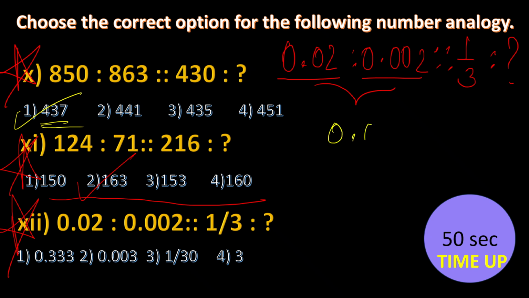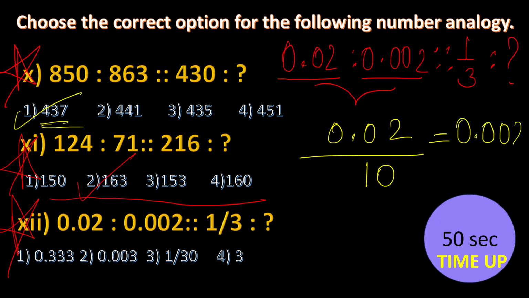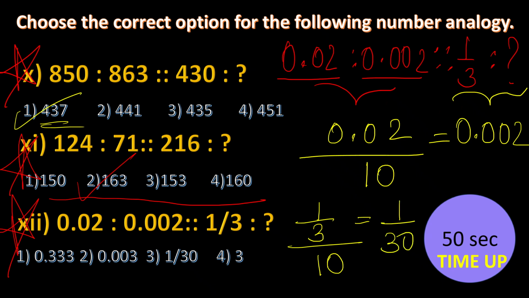Nothing but 0.02 divided by 10, when you do that you will get 0.002. Same logic you have to apply for this part. 1 by 3 divided by 10, okay, which will give you 1 by 30 as the answer. So 1 by 30, third option is the correct one.